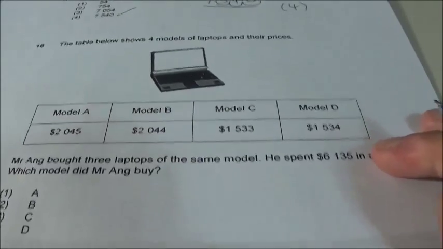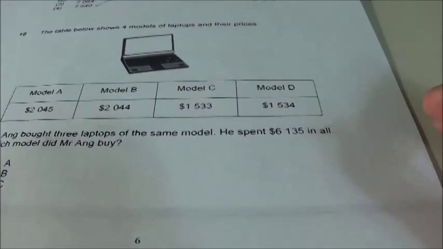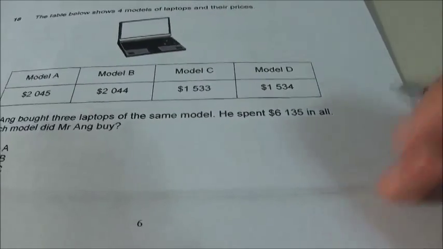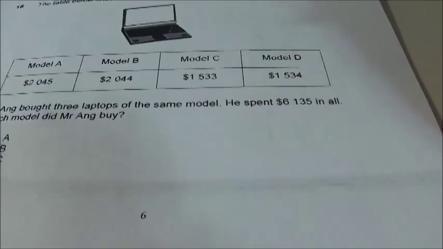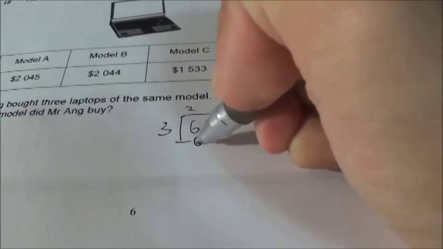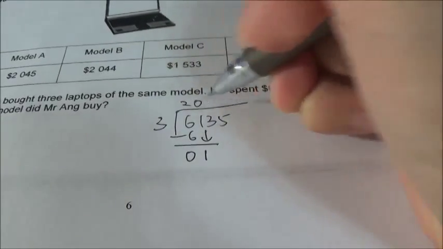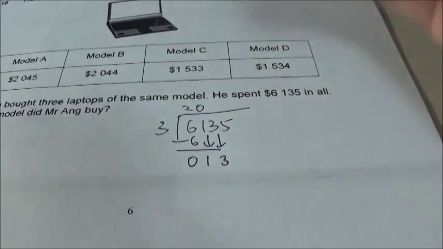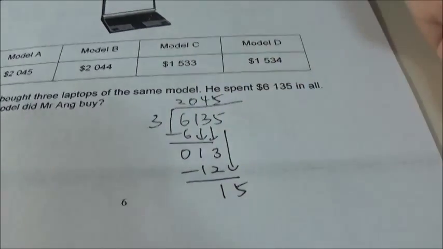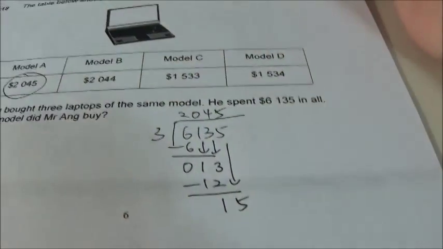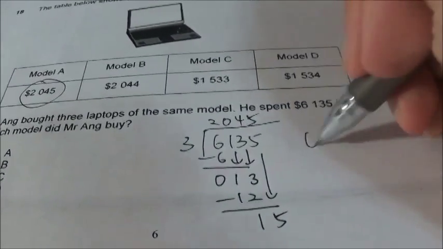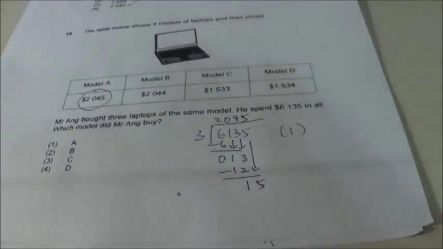The table shows 4 models of laptops and their prices. Mr. Ang bought 3 laptops of the same model. He spent 6135. Which model did he buy? So the 3 laptops equal 6135. So you take 6135 divided by 3. 2 minus 6, 0. 1. There must be a 0. 3, 6, 9, 12. 4 minus 12, 1. You bring down a 5. 2045. That will be model A. So question 18, your answer is 1, model A.